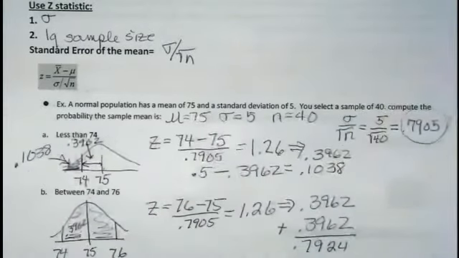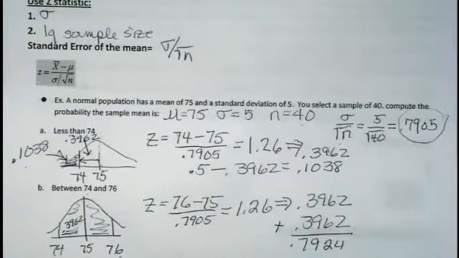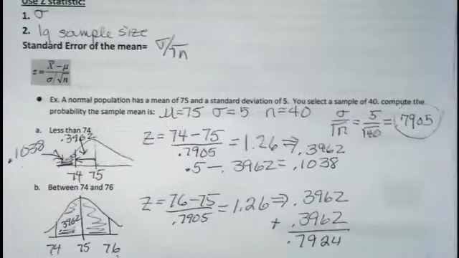Now, if you're getting a good understanding of this symmetry, there's one data point between 74 and 75 and one data point between 75 and 76. So you really didn't have to do the calculation. If this is 0.3962, this is 0.3962. But if you want to double check yourself, you can do the calculation.